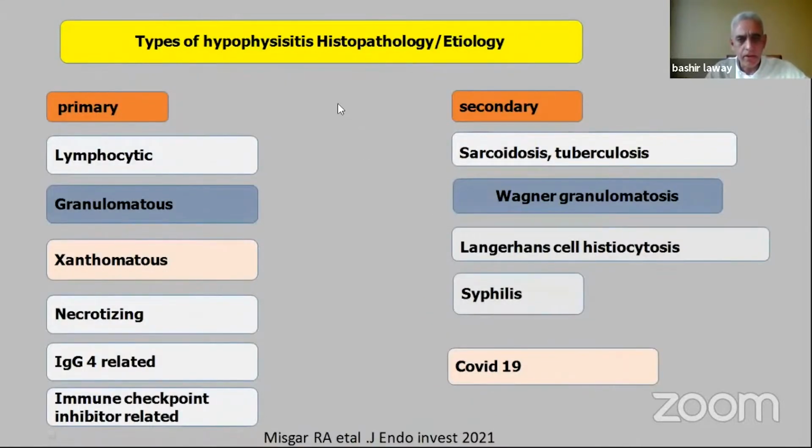So there are many types. It can be primary, it can be secondary. Commonest is lymphocytic hypophysitis, which we will be discussing. But there are other types, causes like granulomatous, xanthomatous, necrotizing, IgG4 related, and immune checkpoint inhibitor related. Secondary could be because of sarcoidosis, tuberculosis. We have seen some cases of tuberculosis presenting as hypophysitis. Similarly, collagen vascular disease, Wegener's granulomatosis, Langerhans cell histiocytosis, syphilis, and COVID-19. Riaz has recently, what Professor Chaudhary was saying, published a case of lymphocytic hypophysitis following COVID-19.